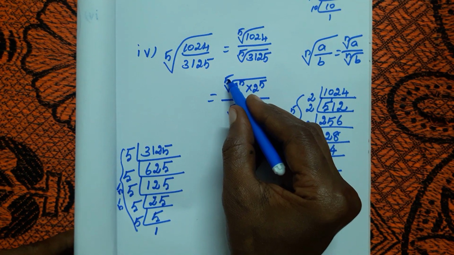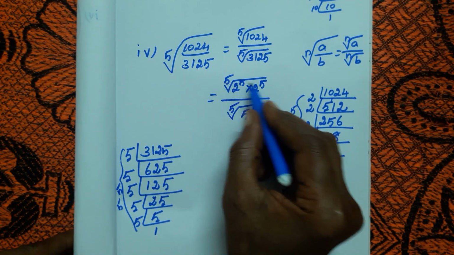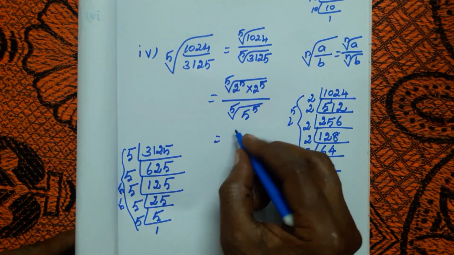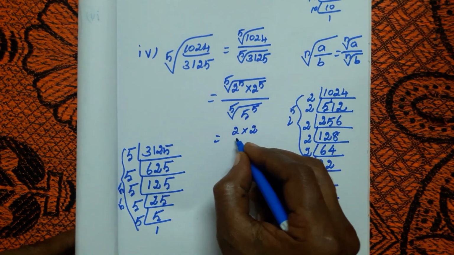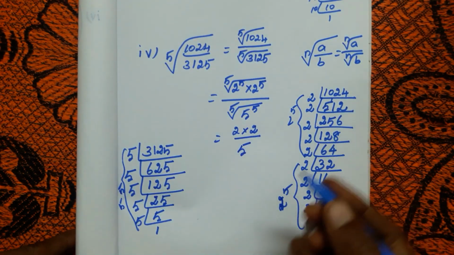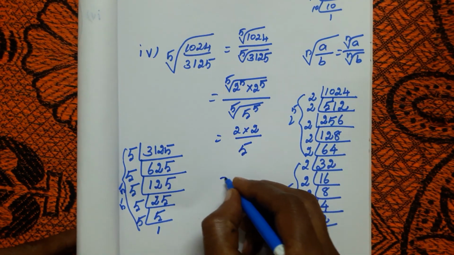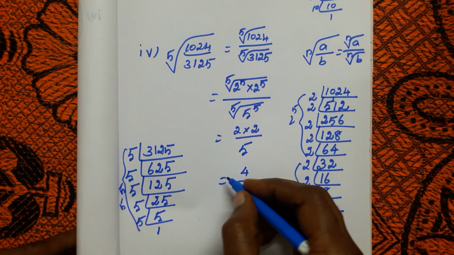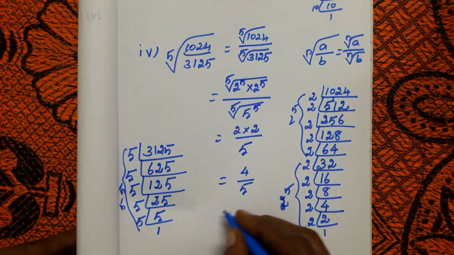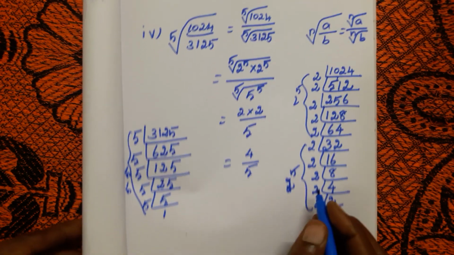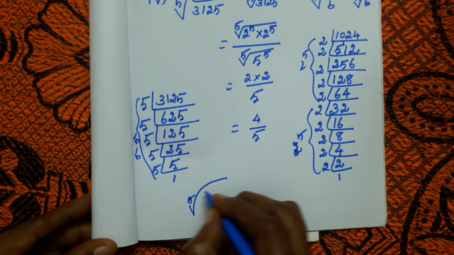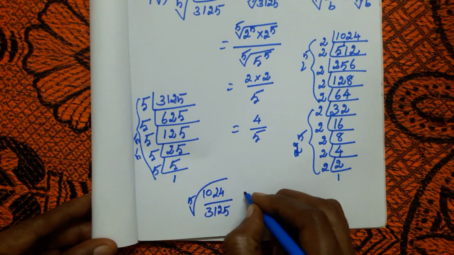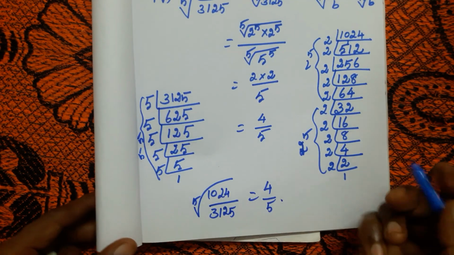Now, the power as well as the index are the same, so we can cancel this. Now 2 into 2 divided by 5, it's equal to 4 by 5. What is the answer? 4 by 5 is the answer. So fifth root of 1024 divided by 3125 is equal to 4 by 5. Can you understand this?